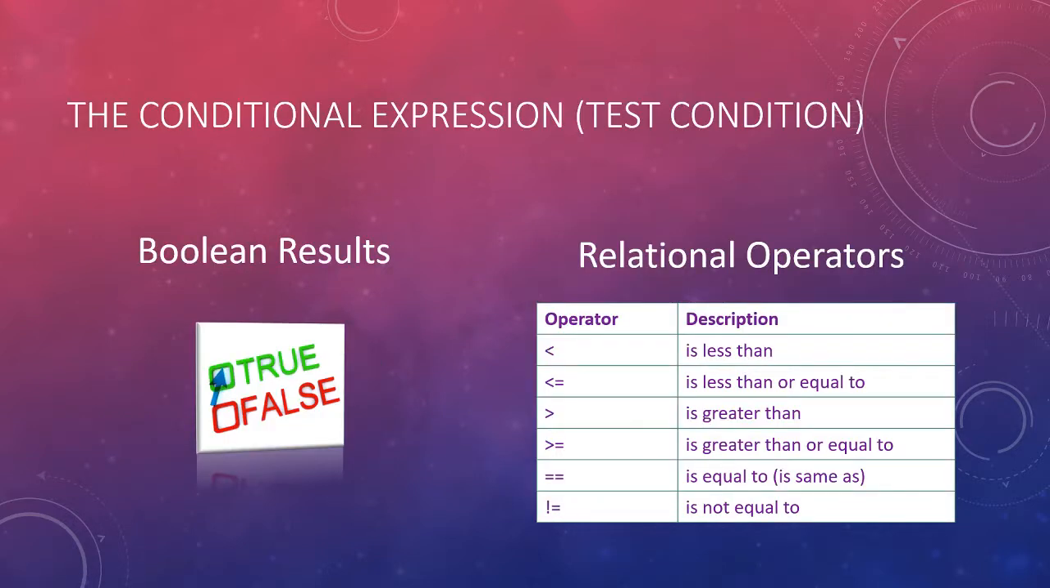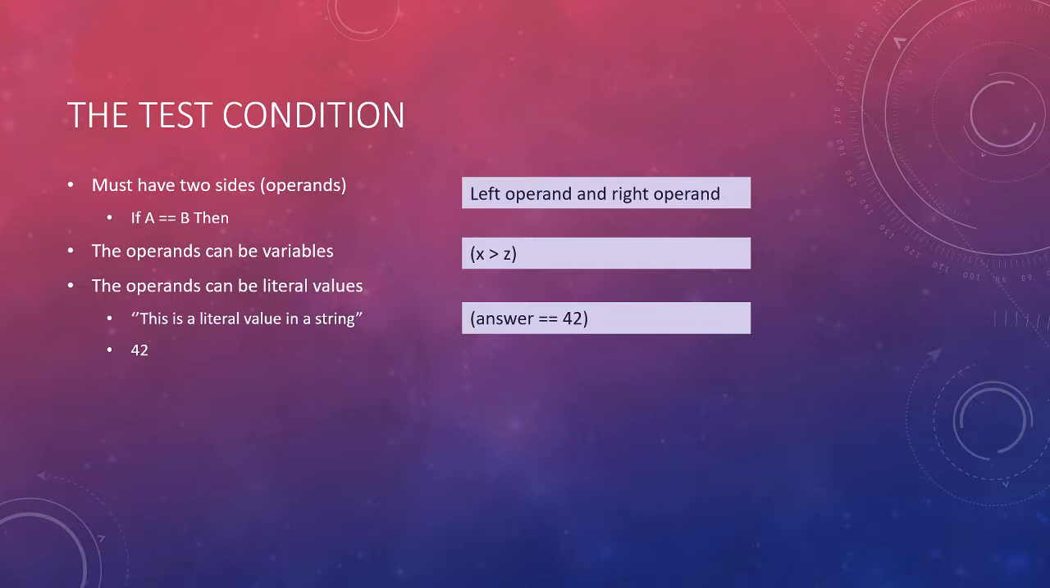So just like in any other conditional expression, we want our conditional expression to result in a Boolean value, either true or false. We can use the same relational operators that we use to build our conditional expression for if statements because they are exactly the same. Now our test condition, just like an if statement, must have both sides, A equal to B. We have to have our left operand and our right operand and our evaluation condition in between. Our operands could be variables. The operands could be literals, like while answer equals 42.